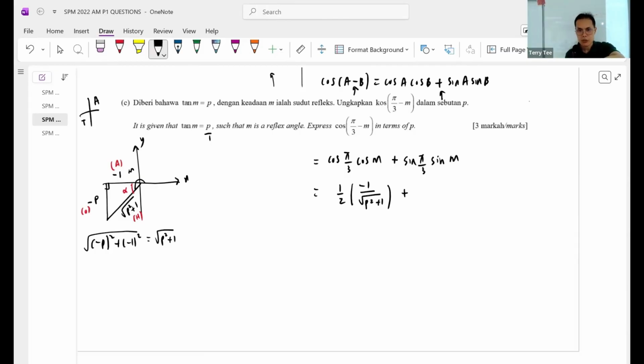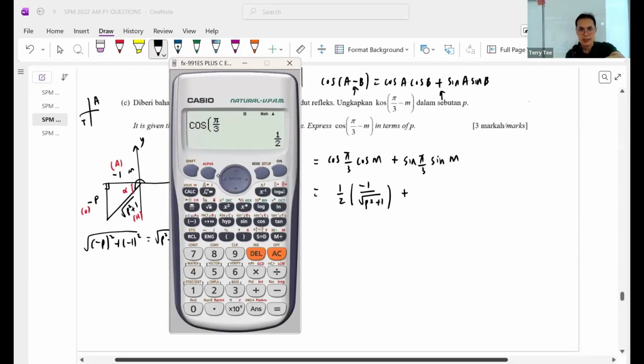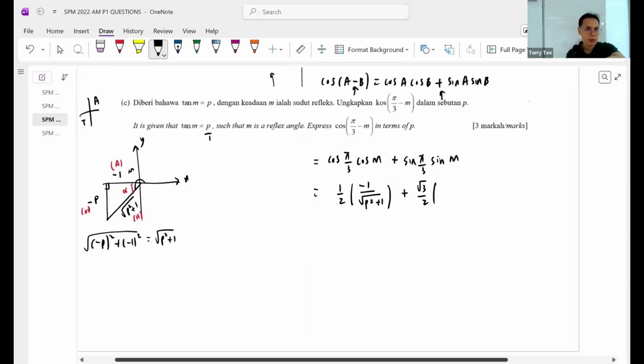For sine pi over 3, I'm going to use my calculator again. Just change the cos here to sine. Sine pi over 3 is sine 60, which is root 3 over 2. Sine M, I can read from here: your opposite divided by hypotenuse. The opposite is negative P. Hypotenuse is square root of P squared plus 1.